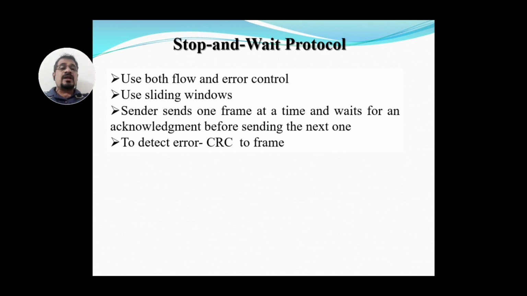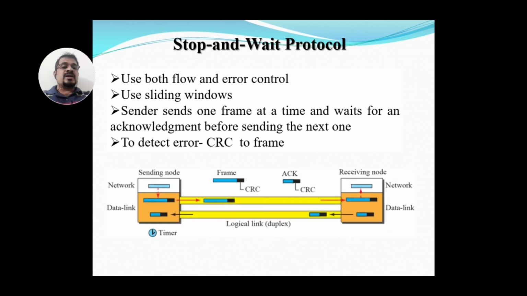The sender sends one frame at a time and waits for an acknowledgement before sending the next one. So after getting an acknowledgement, successful or unsuccessful, it will start sending the next frame. To detect an error, it uses a cyclic redundancy check on each and every frame. Now we can see in this diagram, the sending node gets data from the network layer, and in the data link layer, which processes it, there will be a timer which synchronizes the operations, and then the frames are generated, and that frame contains a CRC, along with which it is sent to the receiving node.